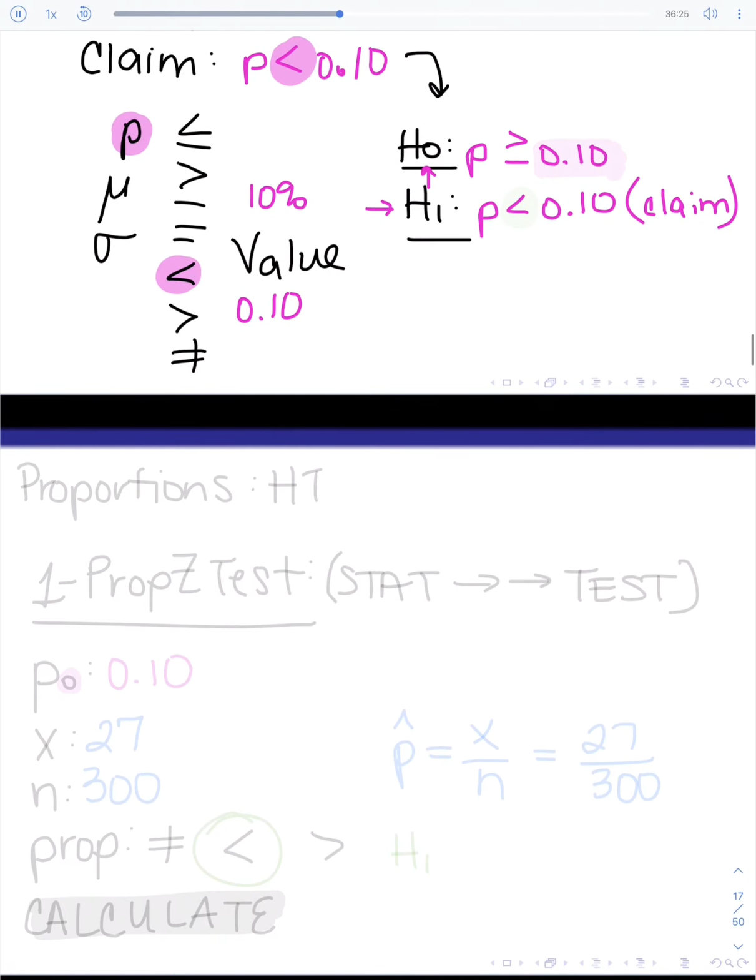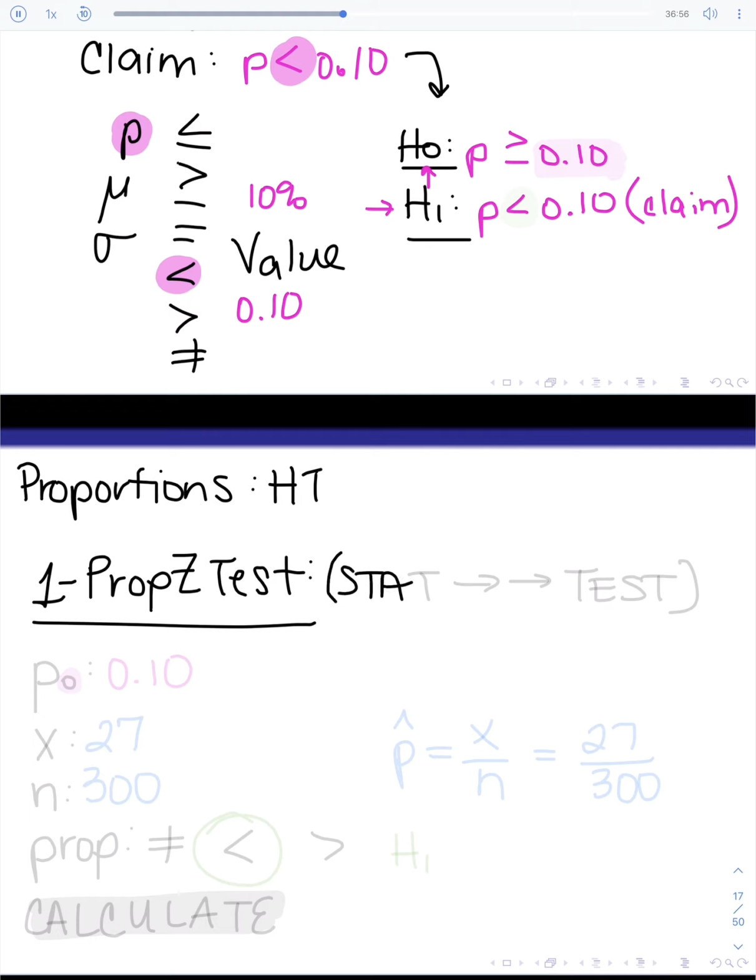Okay, so what next? Well, because we've got proportions and we're doing a hypothesis test, we know we're going to do a 1 prop Z test on our calculator. The question is, what are we going to actually enter into our test on our calculator? And if you've forgotten how to get to your test on your calculator, remember we're going to hit the stat key, and we're going to arrow over to the right twice to tests, and then you're going to have to scroll down quite a bit until you get to the 1 prop Z test.